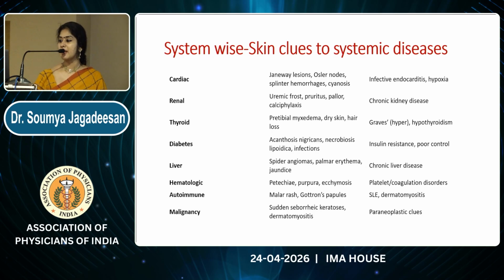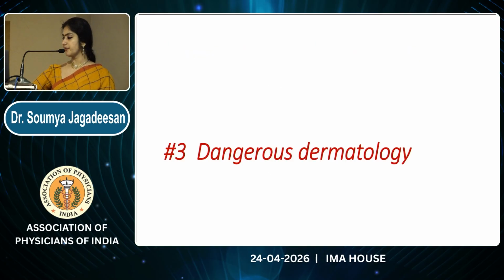Hematological conditions, you get petechiae, purpura, ecchymosis. Autoimmune, we already talked about the malar rash, the Gottron's papules and all that. Malignancy, we talked about the sudden appearance of seborrheic keratoses, the Leser-Trélat sign, and also dermatomyositis can be a marker of malignancy. There is so much more, but in a nutshell, these are the things which we should consider.